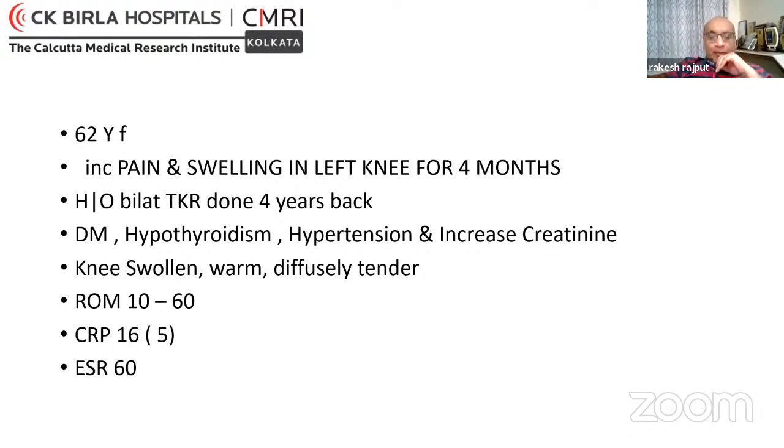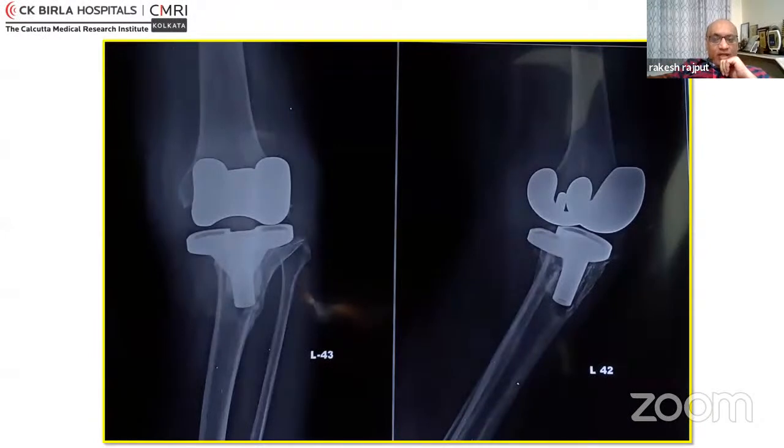She is diabetic, hypothyroid, hypertensive, and borderline CKD. It's not a terrible creatinine, but she is at 1.6. When we got her, the knee was swollen, warm, diffusely tender, and she has a stiff knee, so we can discuss that issue also. CRP high, ESR high, aspirate, nothing grown. Everything pointing towards an infection, no sinus.